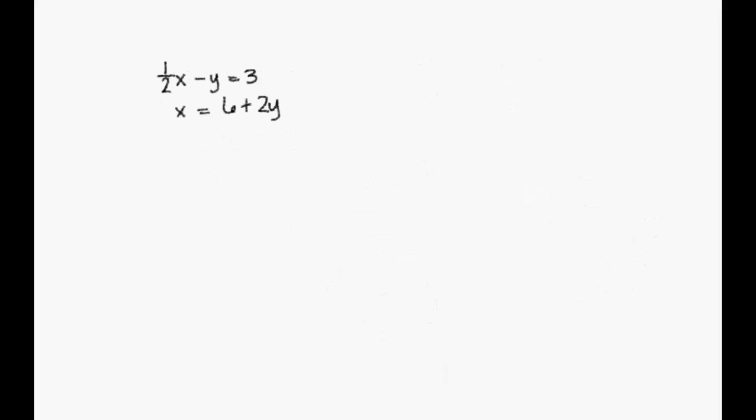Let's solve another system of equations using the substitution method. Alright. So if you look at the system of equations on the screen here, you'll see that the second equation is already solved for x in terms of y. So let's just substitute 6 plus 2y for x in the first equation and solve for y.